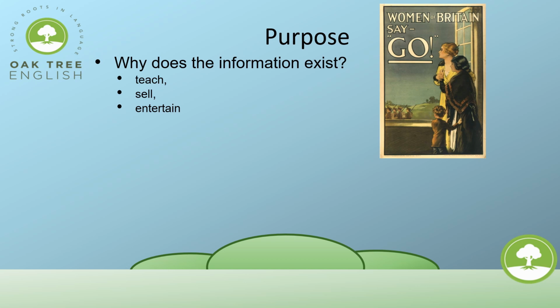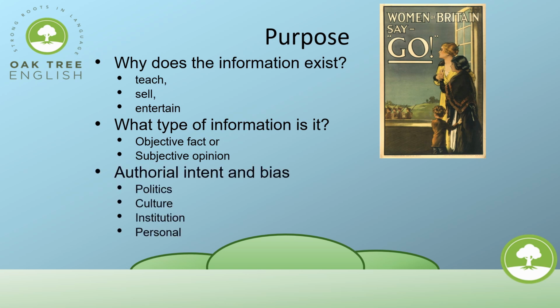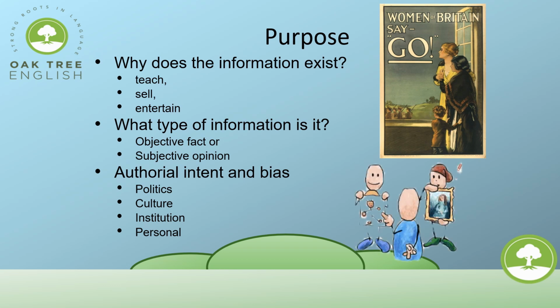It is equally important to ask what type of information it is. Objective fact is much more academically acceptable than subjective opinion. Finally, everyone has a bias and underlying assumptions, presuppositions, and agendas which influence their writing. Some examples of bias could be politics, culture, institution, and personal preference.